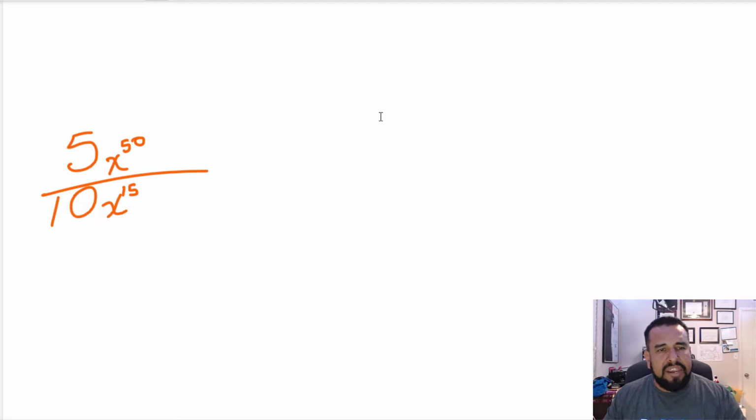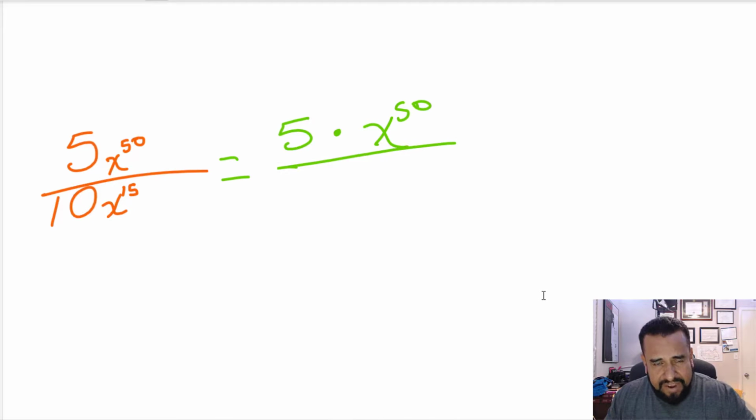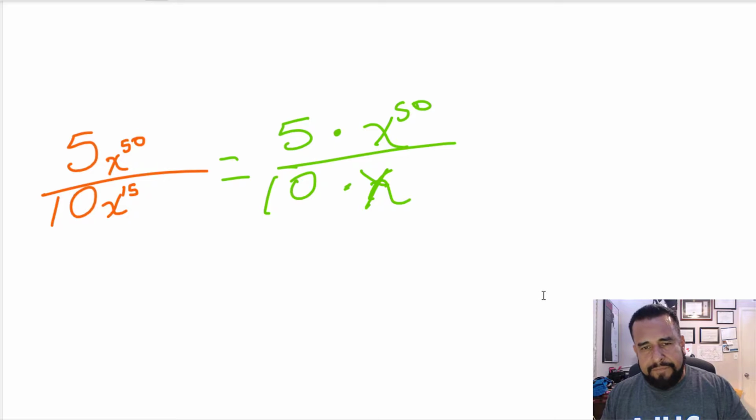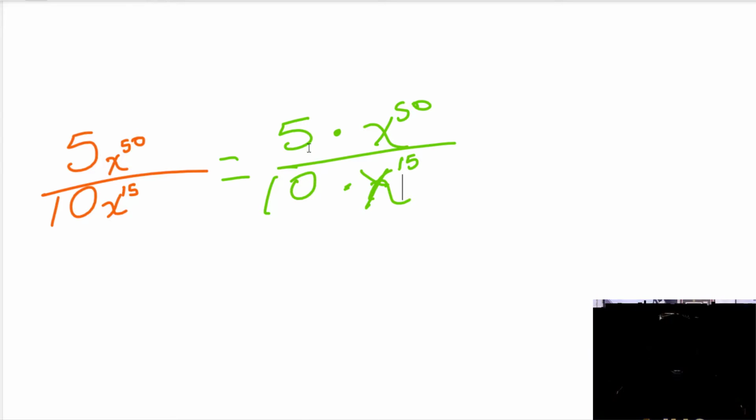Remember that. So here we go. What do we have here? Obviously, I'm not going to draw out 50 x's here, right? So what is actually happening? Let's take a look. 5 times x to the power of 50 being divided by 10 times x to the power of 15. That's what we have. Okay, well, let's simplify this.